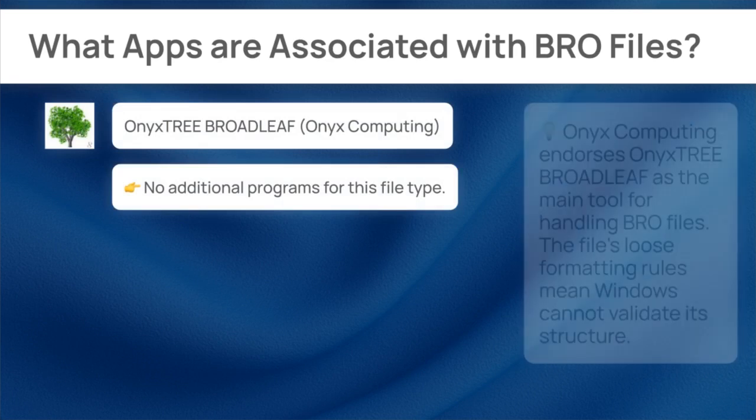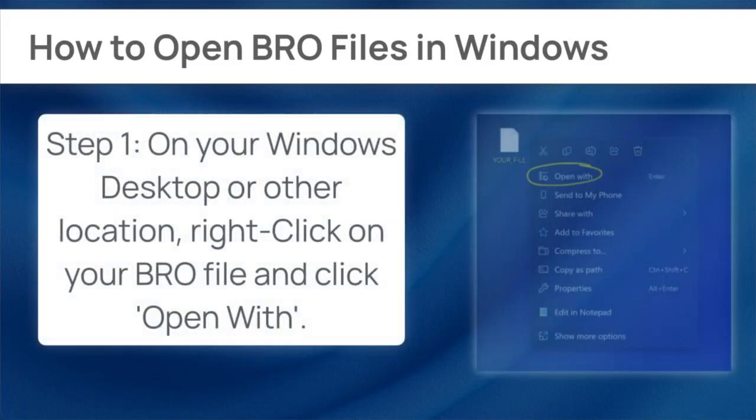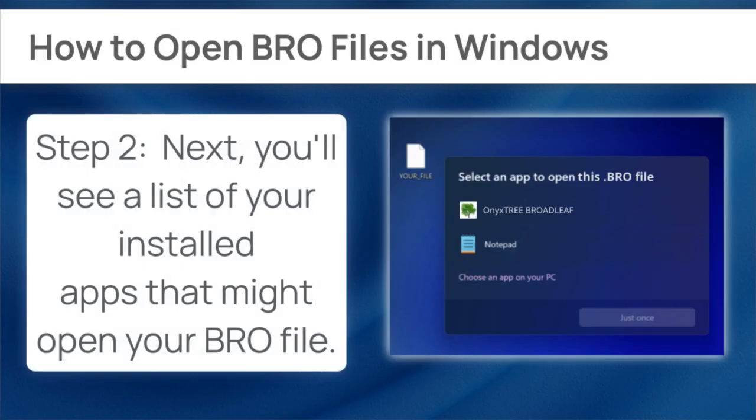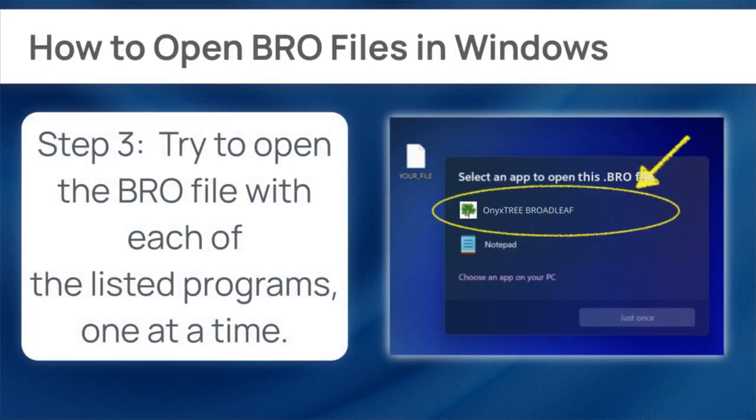The file's loose formatting rules mean Windows cannot validate its structure. Windows provides only superficial insight, so understanding the data requires the correct software. The quickest way to solve the failure is to test all compatible openers. Right-click the BRO file and hit Open With. Use OnyxTREE Broadleaf if installed. If not, choose another program. We must confirm the software handler.